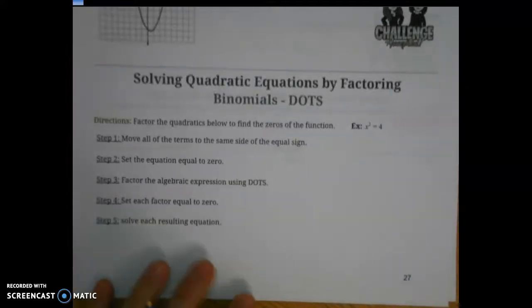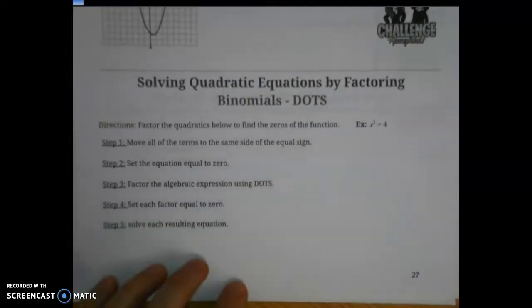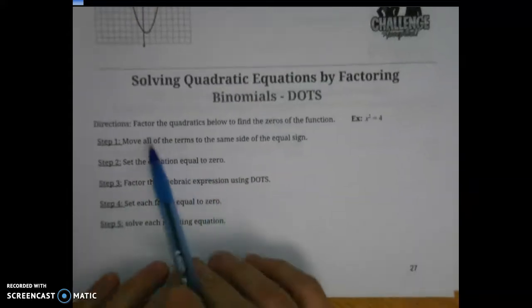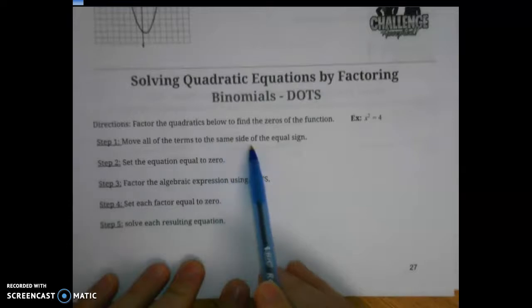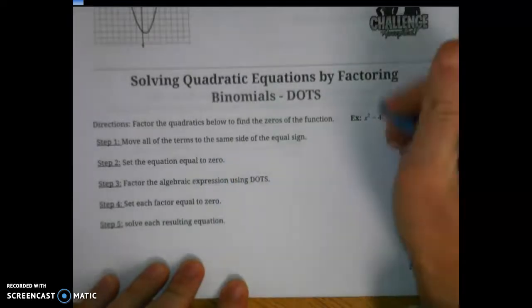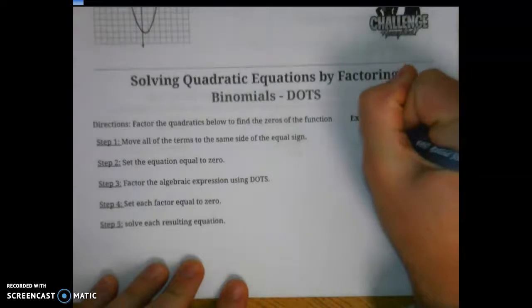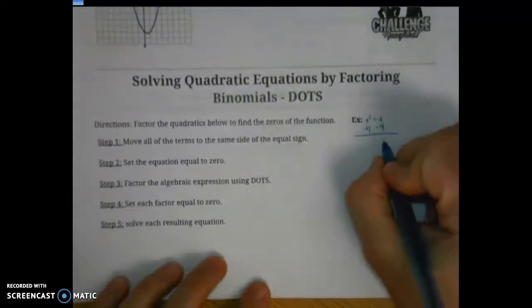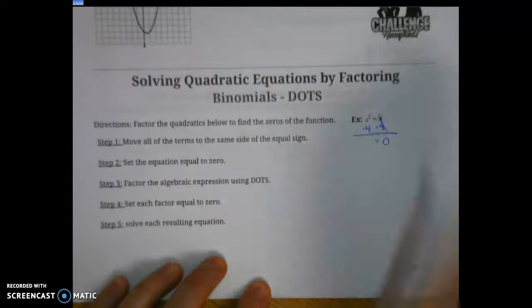Okay, so yesterday we looked at examples where you got a trinomial once you moved all the terms to the left-hand side, but this is going to be a little bit different, but the first step is still the same. We're going to move all of the terms to the same side of the equal sign. So we're going to take this 4 on the right-hand side, and we're going to subtract 4 from both sides, just like we did yesterday, because we want the equation to equal 0. So this is equal to 0 because 4 minus 4 is 0.